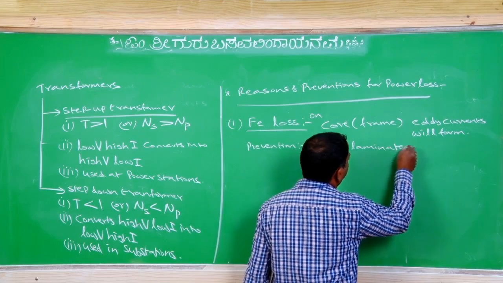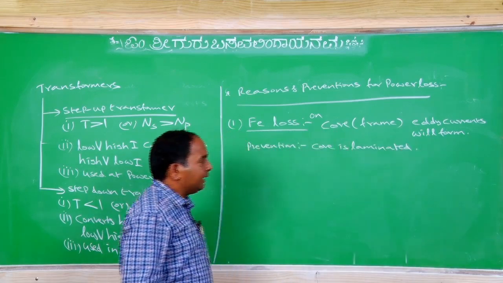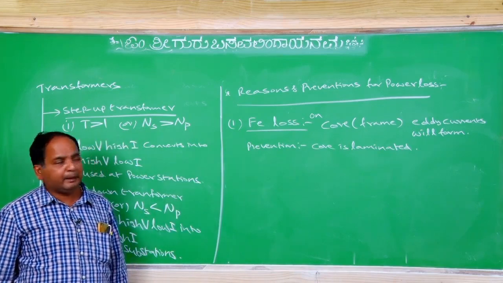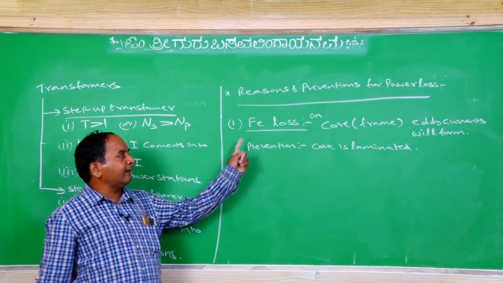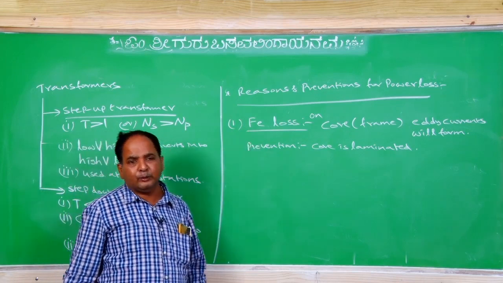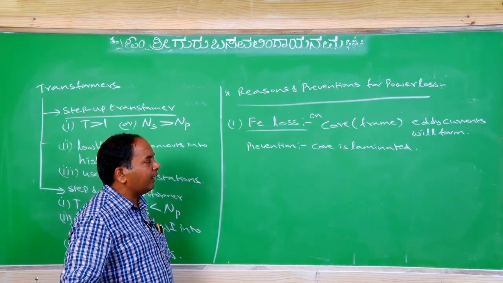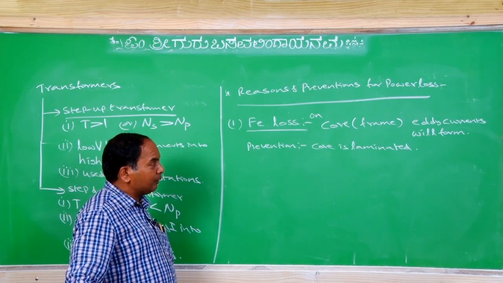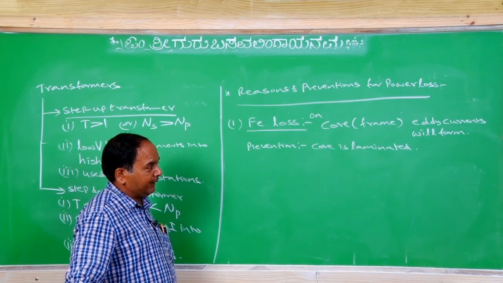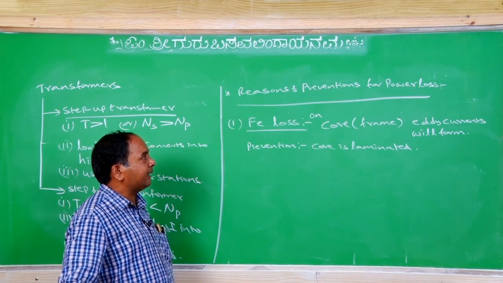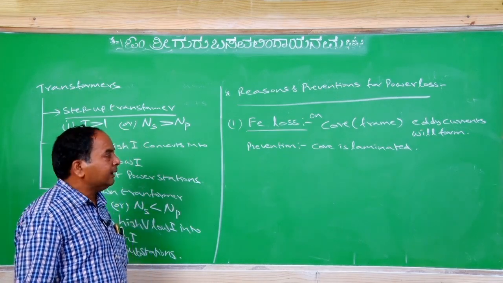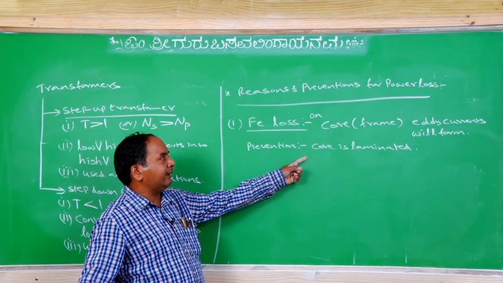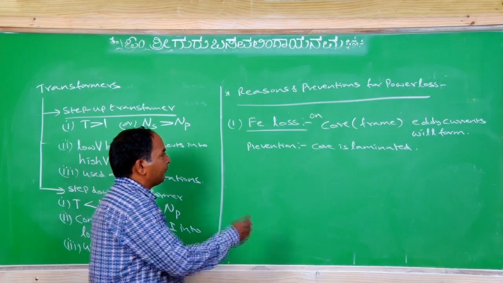For the lamination, we are using a dielectric material, so eddy currents will automatically be prevented. Here, the first type of loss is iron loss. Iron loss means the core is made of iron, so eddy currents will form in the core. Due to these eddy currents, power may be lost. That is prevented if the core is laminated.